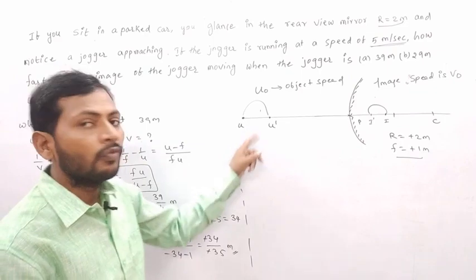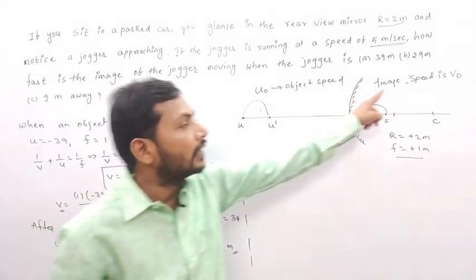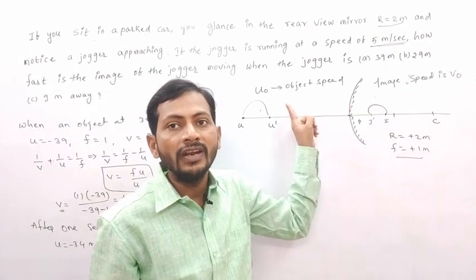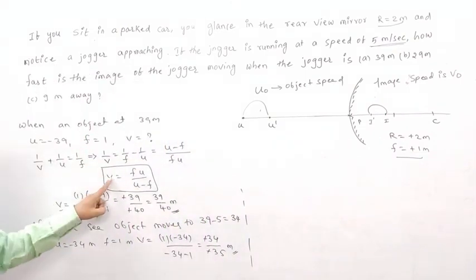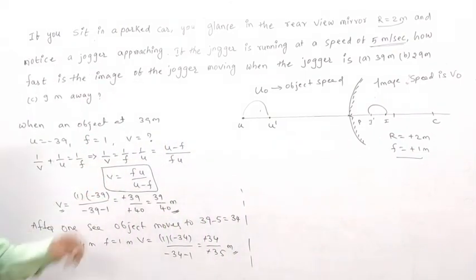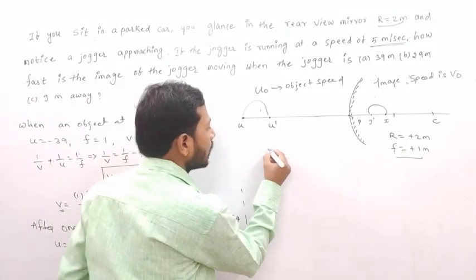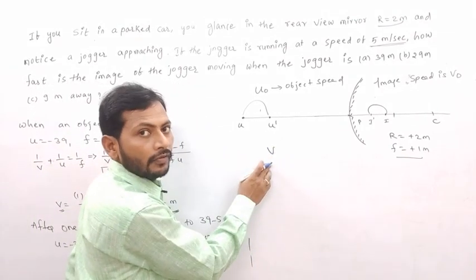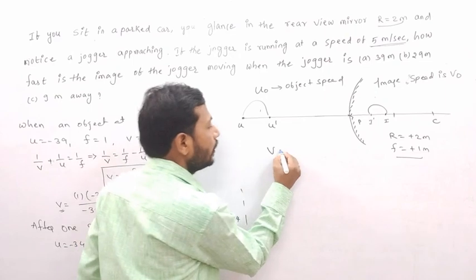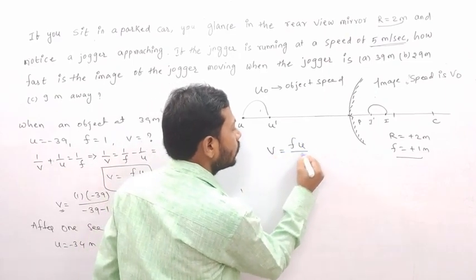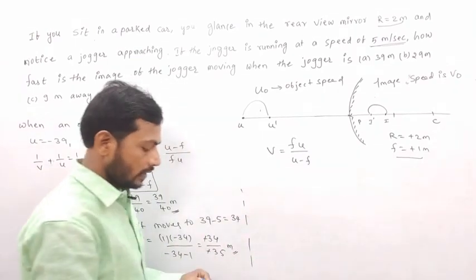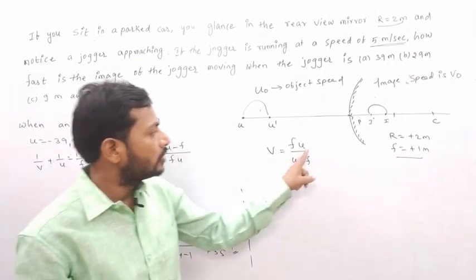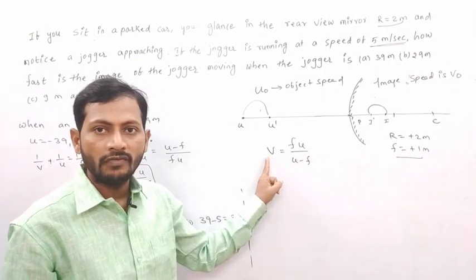So now I want to find the image speed, given the object speed. Then I am going to use this formula. v equals to, what is the formula, children? v means position of image, not velocity. v equals to fu by u minus f. Then u is the position of the object, v is the position of the image.